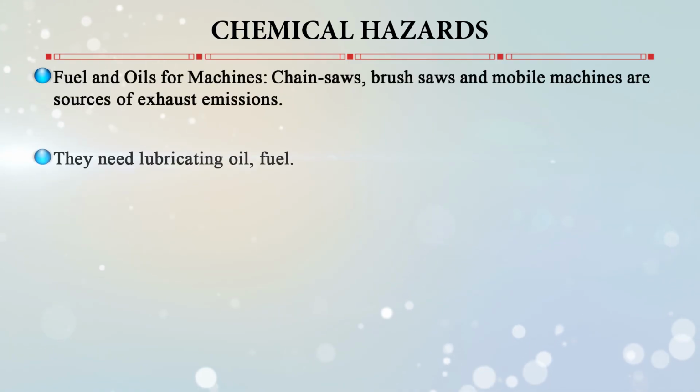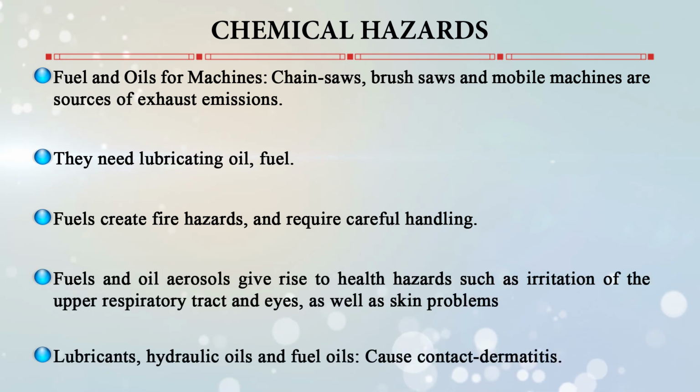Now, the chemical hazards are there, like fuels and oils for the machines. These are also sources of exhaust emission. Then they need lubricating oil and fuel. They can create hazards, and they can also create problems of the upper respiratory tract and the eyes.